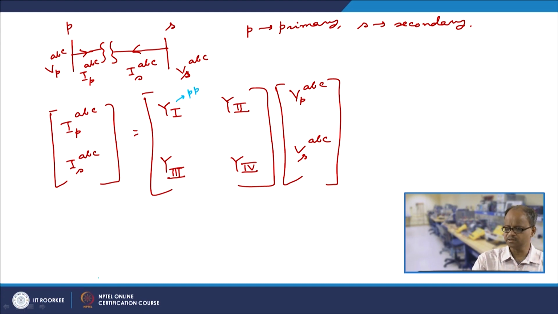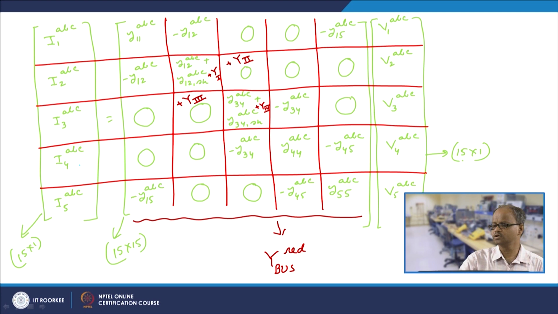And this is essentially the PS position, because it is connecting the primary side current with the secondary side voltage. This is the SP position, because it is connecting the secondary side current with the primary side voltage, and this is the SS position, because it is connecting the secondary side current with the secondary side voltage. Now, in our case P is equal to 2 and S is equal to 3.